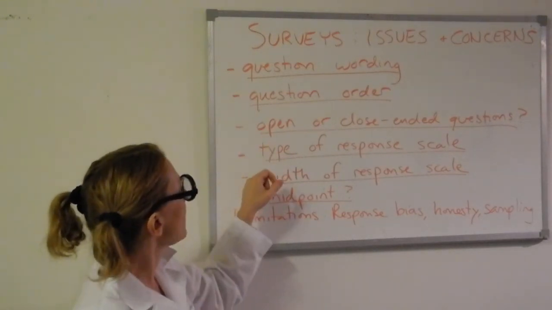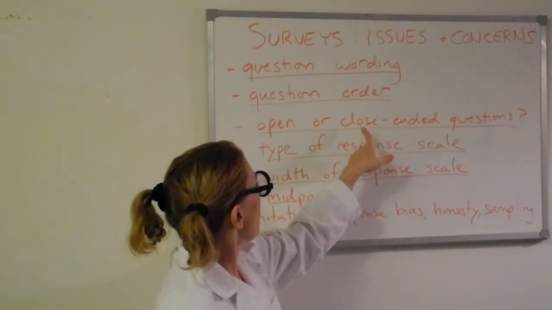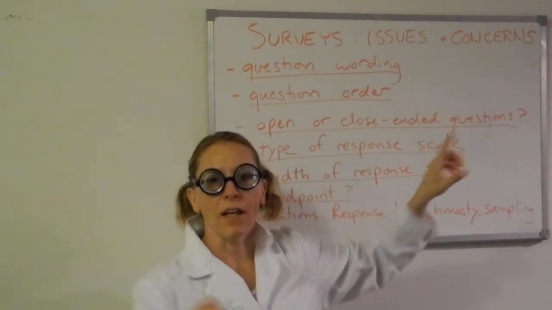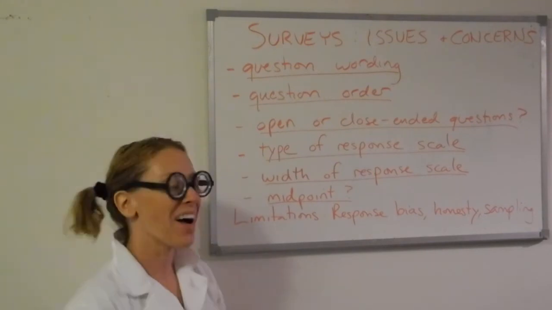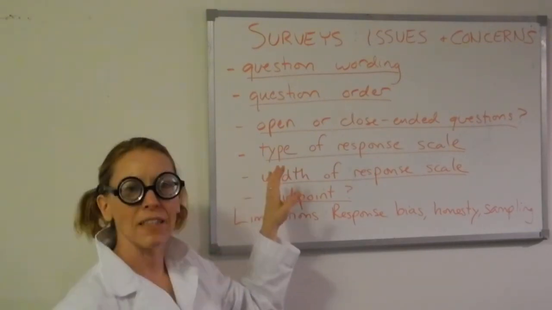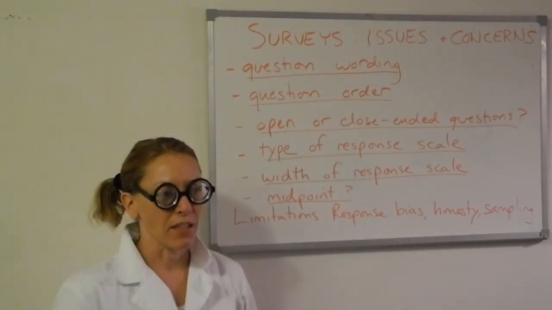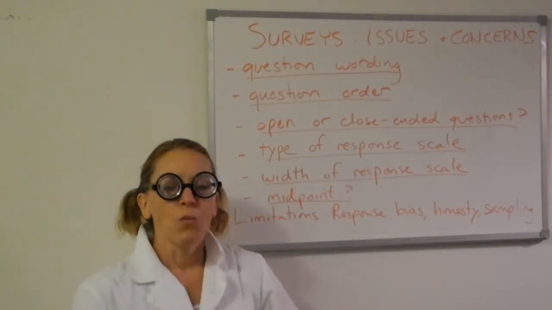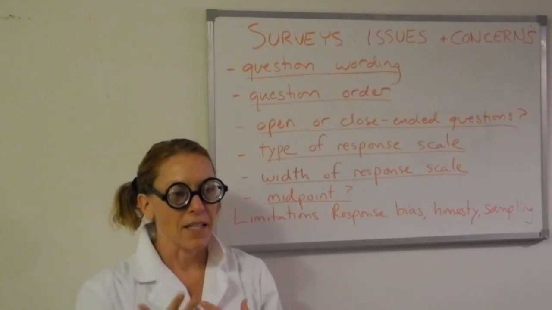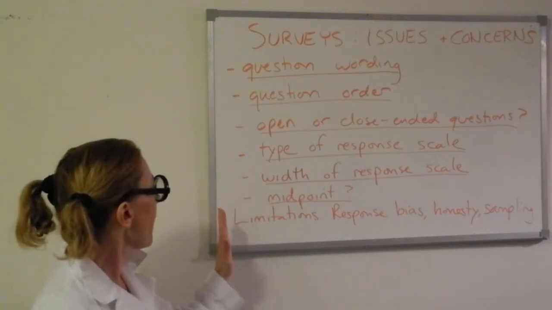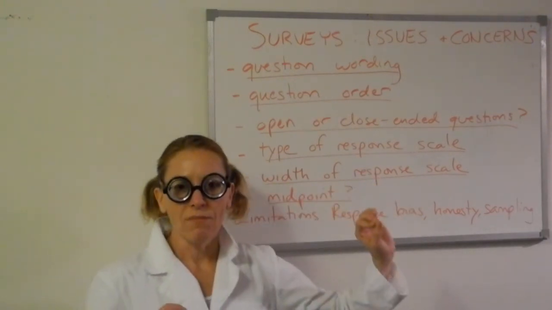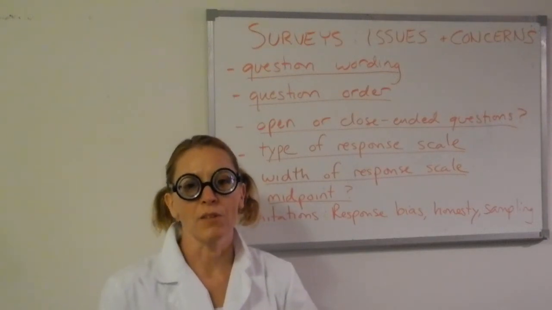So once you've decided that you want a closed-ended question, not that you have, but if you decide that you want a closed-ended question, that was a leading statement, you need to decide what type of response scale you want. Do you want yes, no, like I said, because that's nominal? Do you want the 1 to 5? That's interval, and so you can take the mean.